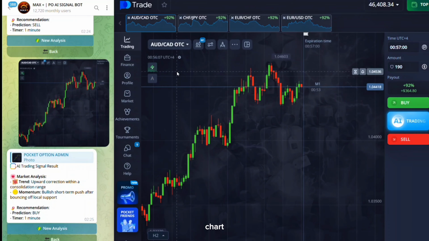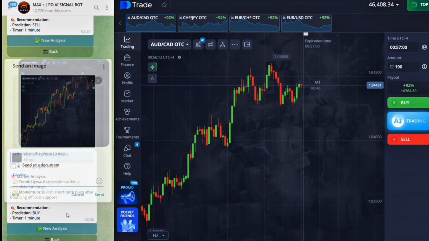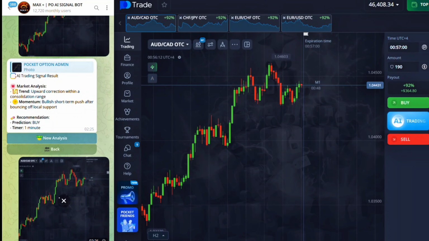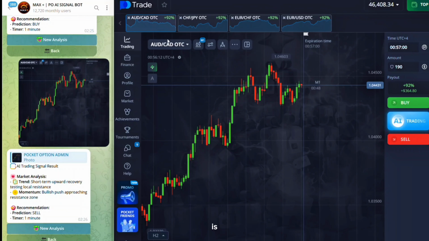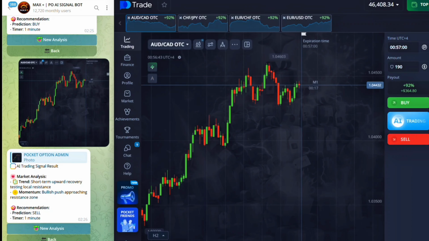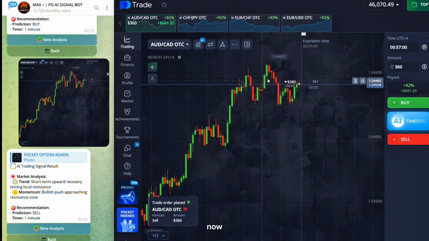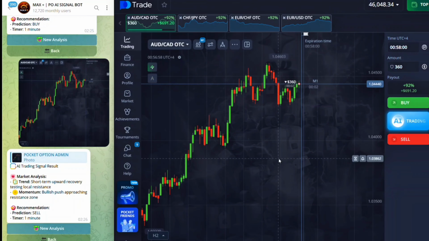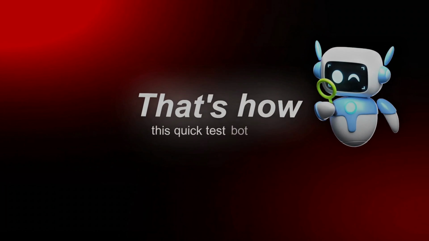I'll take another screenshot of the chart and upload it to Max Plus Bot. The bot is analyzing the market conditions. The analysis is complete. The bot is suggesting a sell trade. We'll increase our amount up to $360. Let's place the trade. The trade is now active. The position is closed. Trade win. That's how this quick bot test ended.